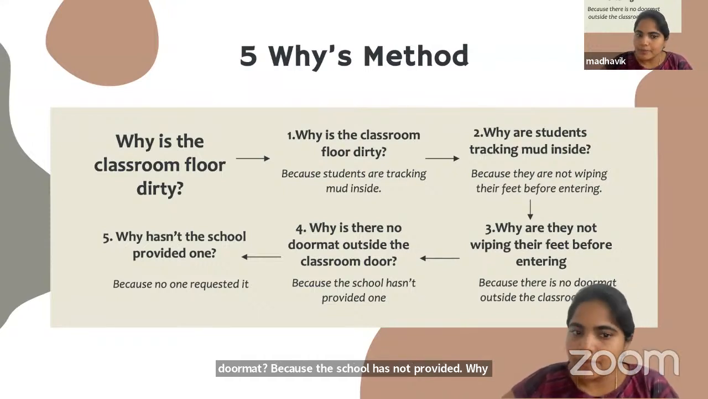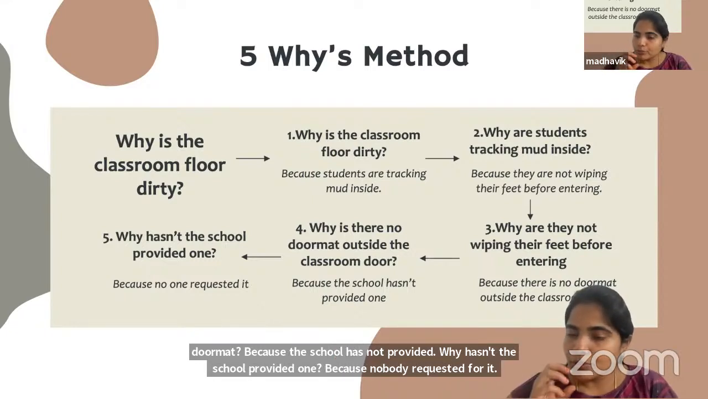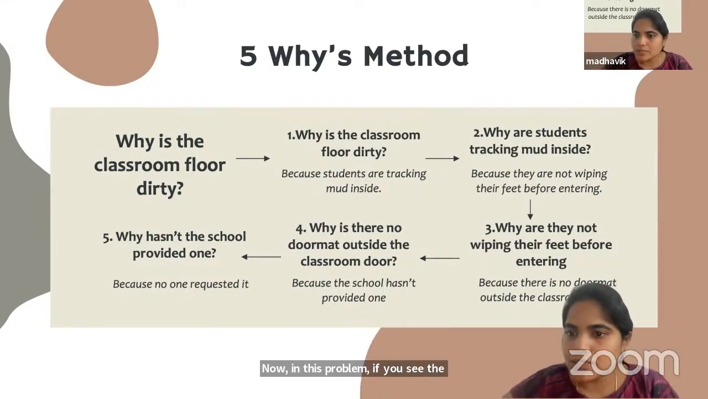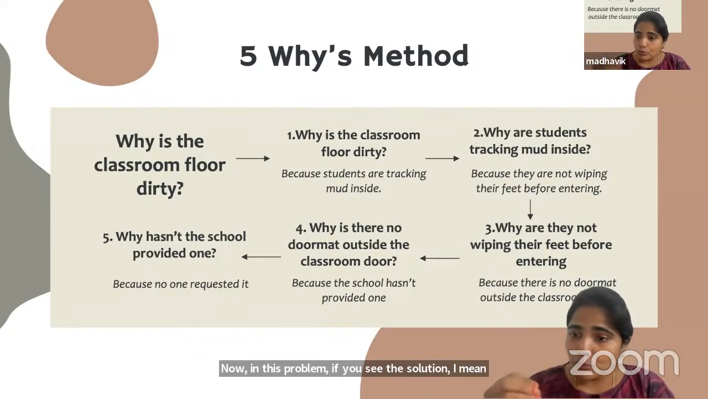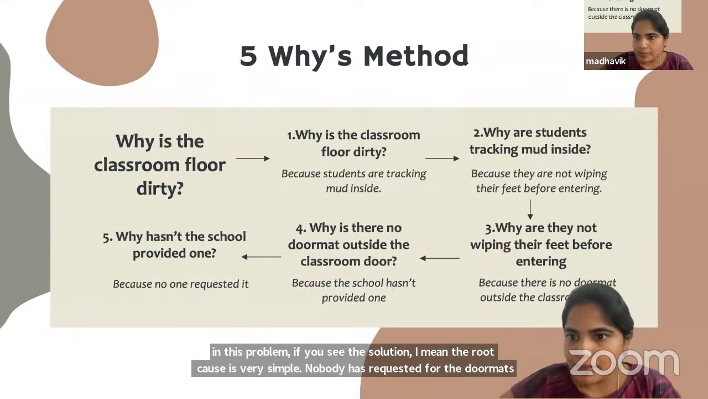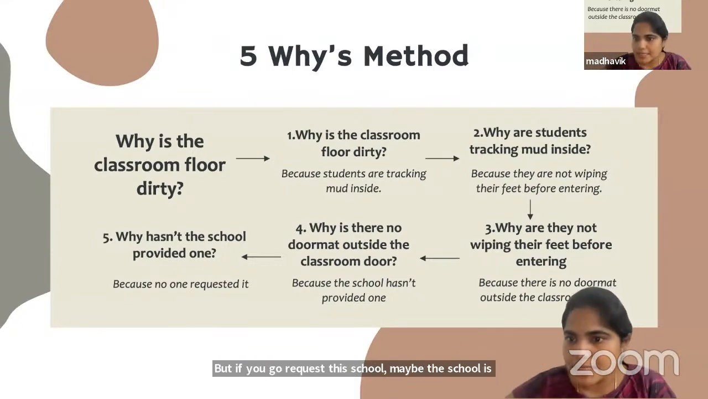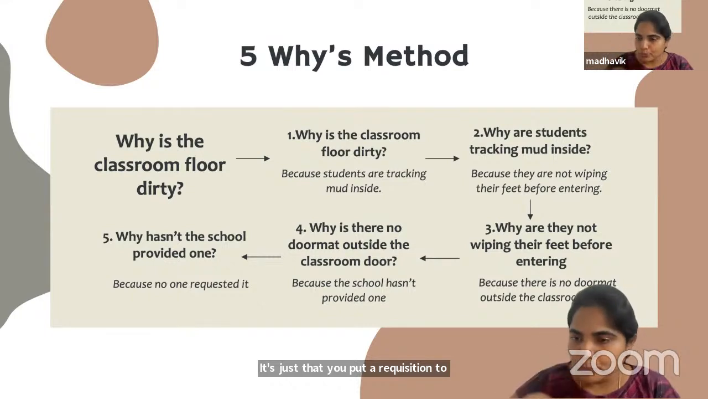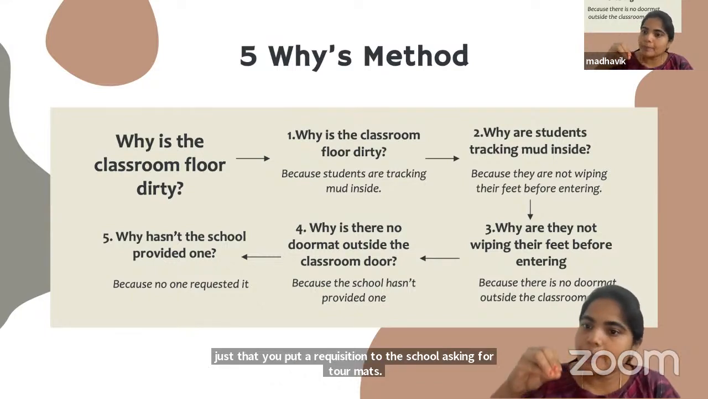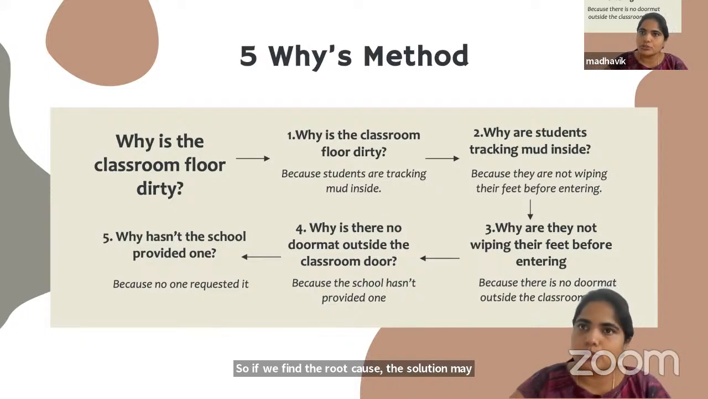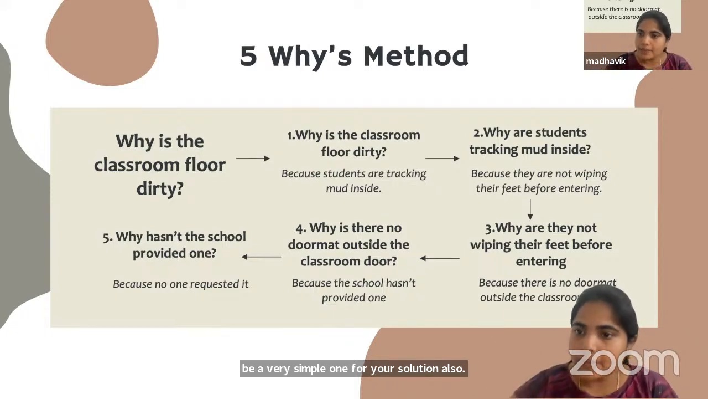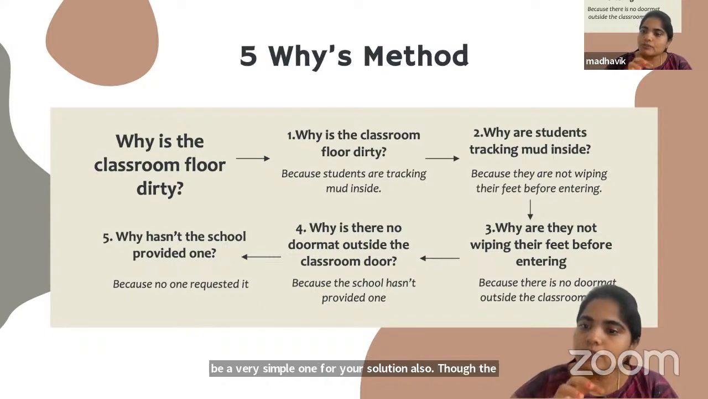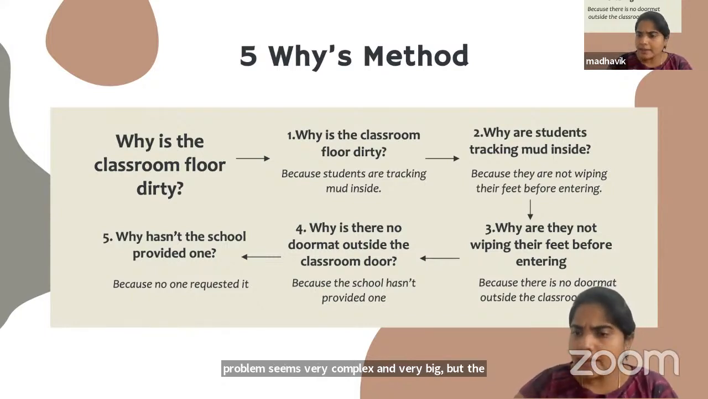Now, in this problem, the root cause is very simple. Nobody has requested for the doormats. That's why the school has not provided them. But if you request the school, maybe the school will provide the doormat, and the solution is very simple. It's just that you put a requisition to the school asking for doormats. So if we find the root cause, the solution may be a very simple one. Though the problem seems very complex and very big, the solution will be very simple, like this example I have shown.